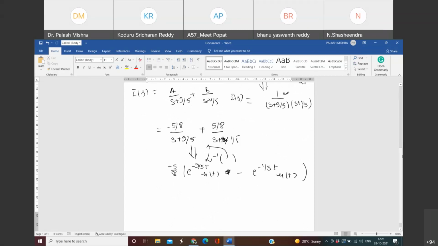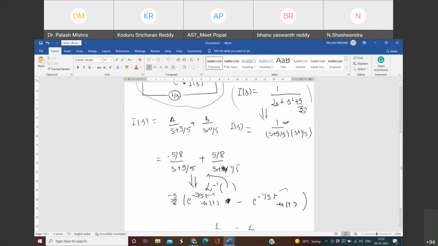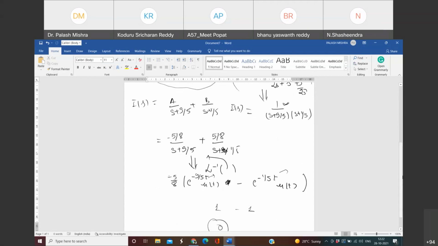So definitely, if you put t equals 0 here, you will get 1 minus 1, and that value will come out to be 0. And even at infinity, I mean, even at steady state, when everything is settled, its value should also come to be 0 itself. So even at infinity, the value of current I will be 0. Okay.